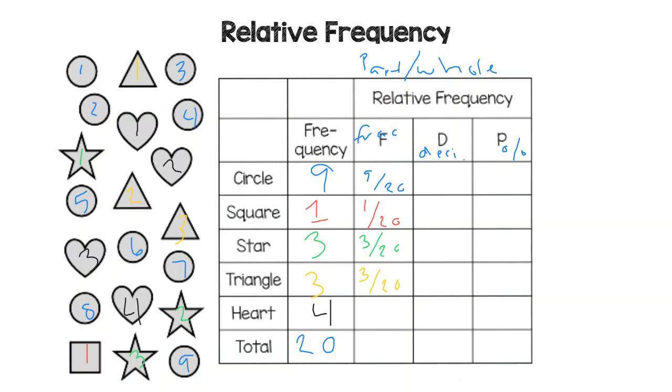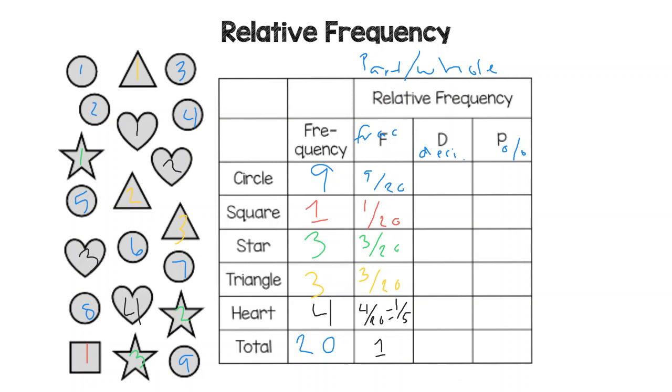For our heart, we're going to have 4 over 20, which we can simplify because 4 and 20 are both divisible by 4. So we can say that this is 1 over 5. And then the last one is our total. So our total is 20 over 20, which is the same thing as saying 1.